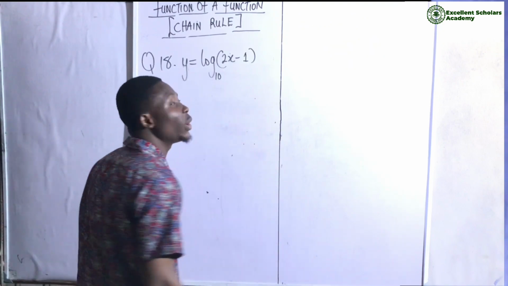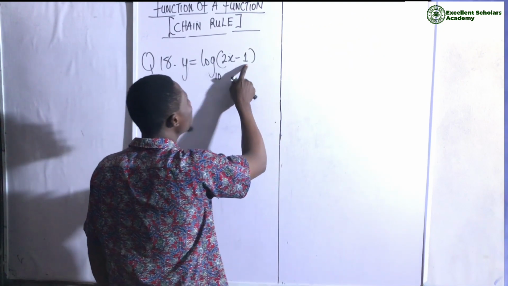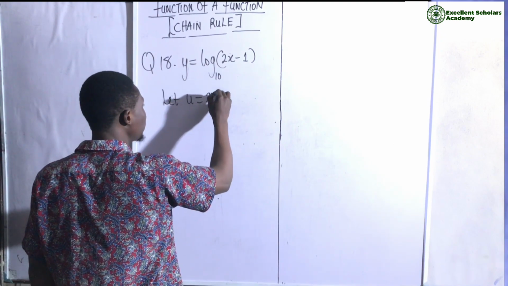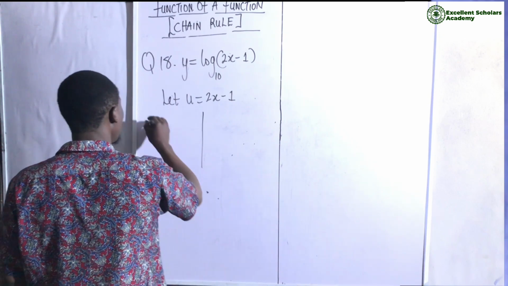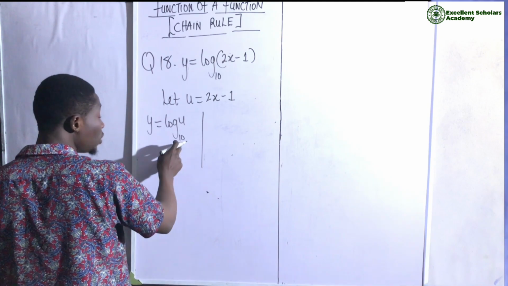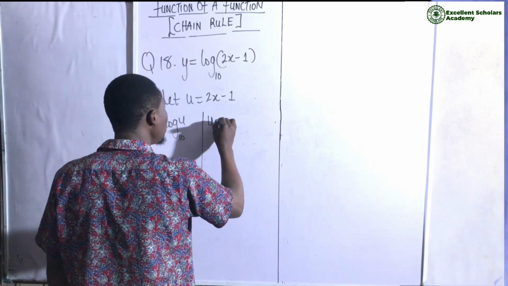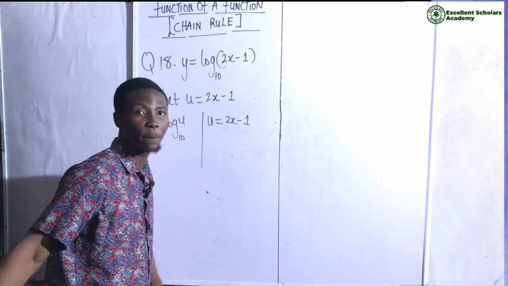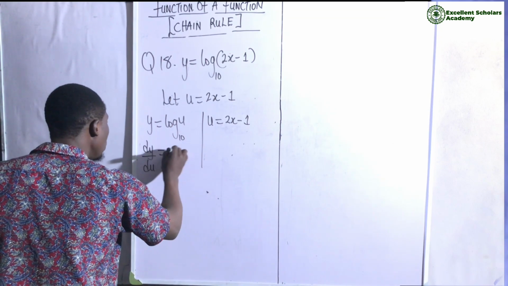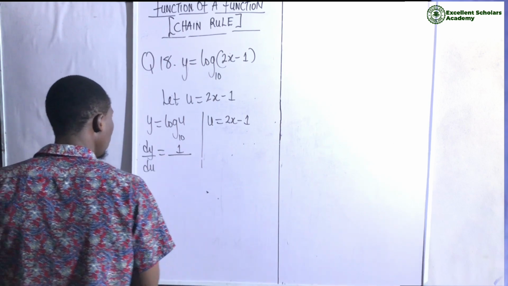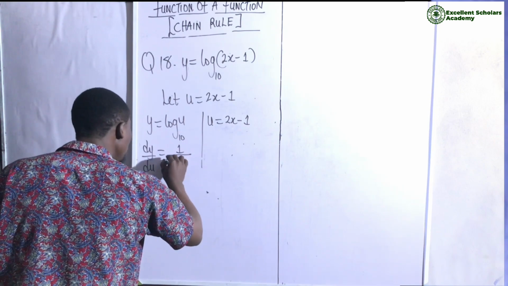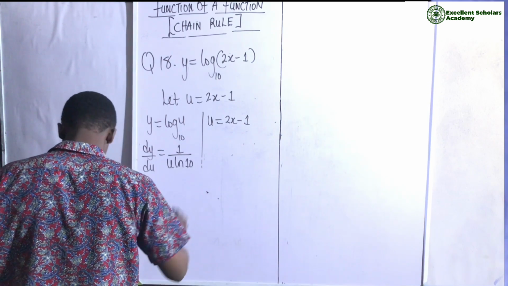Okay, so this is the next question we're going to solve. y equals log of (2x minus 1) to base 10. Now, you say let u be equal to 2x minus 1. So now you have y equals log u to base 10. Then you have u equal to 2x minus 1. Now, if you differentiate this, dy/du is going to be equal to 1 over, okay, if you differentiate a logarithmic function like this, what are you going to have? That becomes 1 over u ln 10.